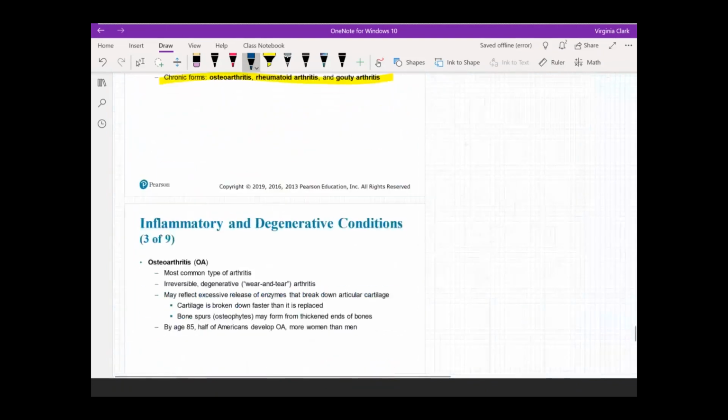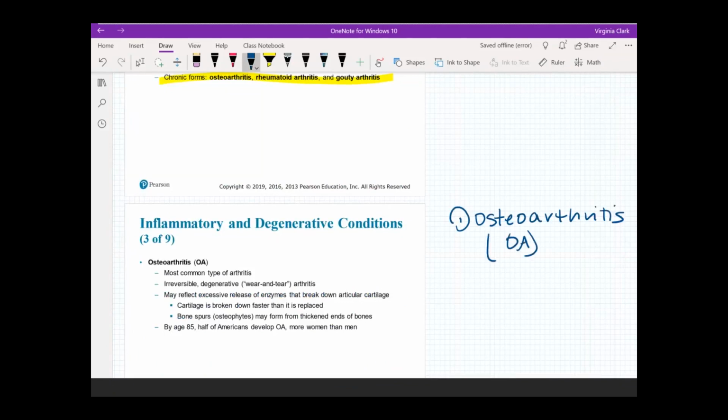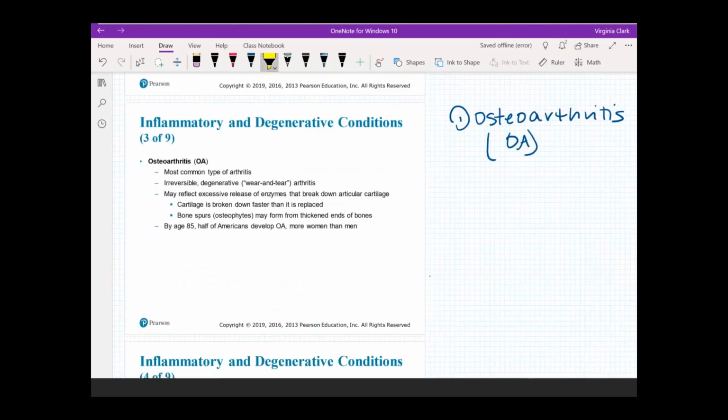The first type of arthritis is osteoarthritis. Osteoarthritis, or OA, is the one you think of when you think of arthritis. It's the most common. This is the irreversible, degenerative, normal old age wear and tear arthritis. By age 85, most people have had a diagnosis of arthritis. This is the one we're going to be talking about.